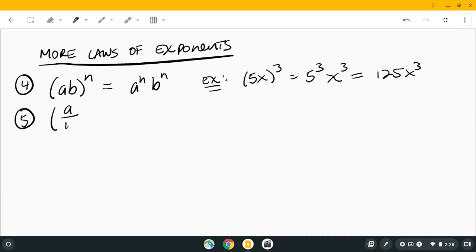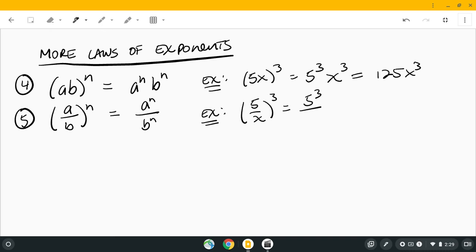Whether it's a product or if you have a quotient in there, the same idea still applies. Everything in there is the base, so everything in there will get the exponent. So a to the n and b to the n. For example, if you have 5 over x to the third power, then the 5 is the base, and so is the x, and so we would get 125 over x cubed.